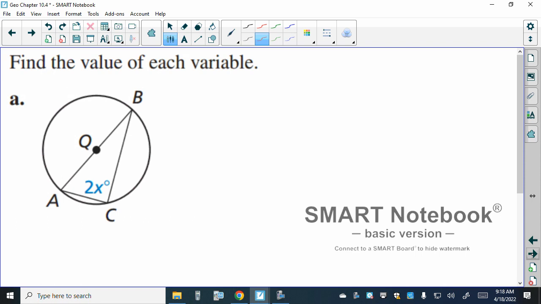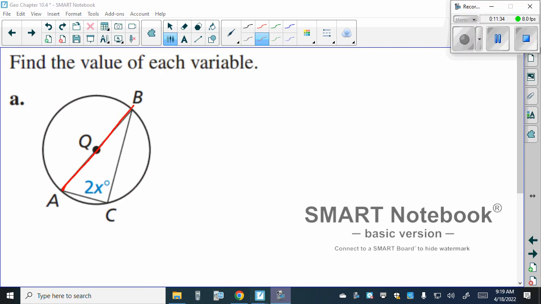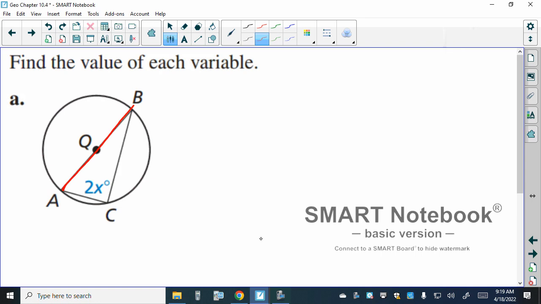Find the value of each variable. So here. Yeah, for some reason it disappears on this one.